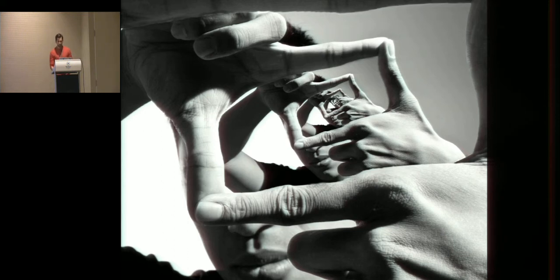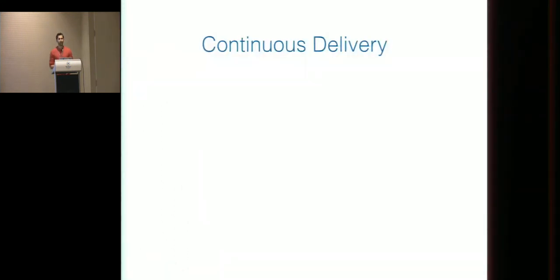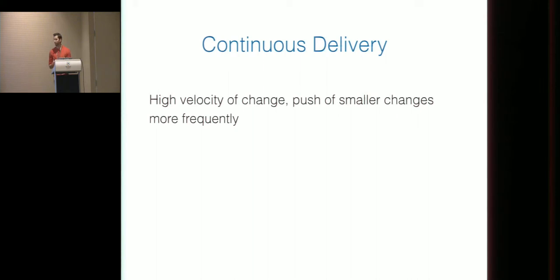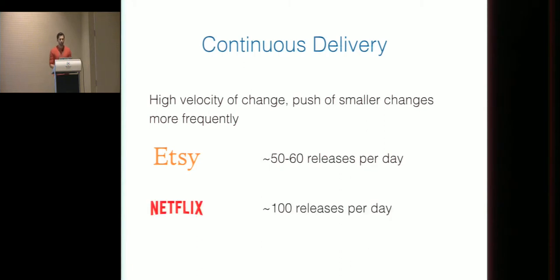So think about continuous delivery. I know this is a loaded term, but let's quickly define what I mean by that. When I talk about continuous delivery, what I mean is a high velocity of change in your software. You push smaller changes more frequently. You don't have 3 releases per year. You have maybe 50 to 60 releases per day, like Etsy, or even more than 100 releases per day, like Netflix. So this is the software we're looking at within our vision, within our paper here at Onward.